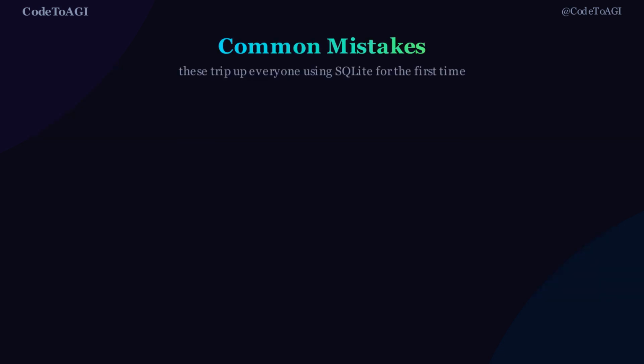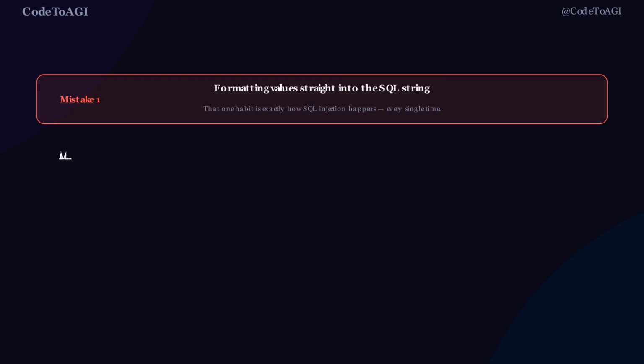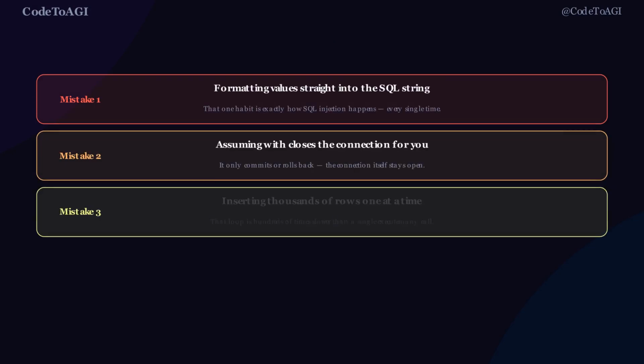3 mistakes that catch everyone using SQLite for the first time. Mistake 1. Formatting values straight into the SQL string. That one habit is exactly how SQL injection happens. Mistake 2. Assuming with closes the connection for you. It only commits or rolls back. The connection stays open. Mistake 3. Inserting thousands of rows one at a time. That loop is hundreds of times slower than executemany.